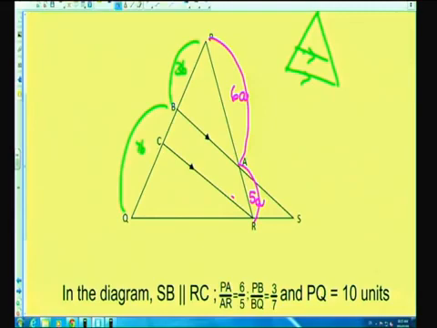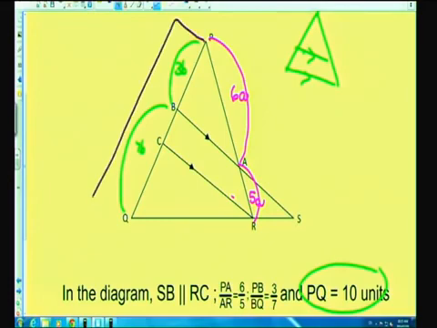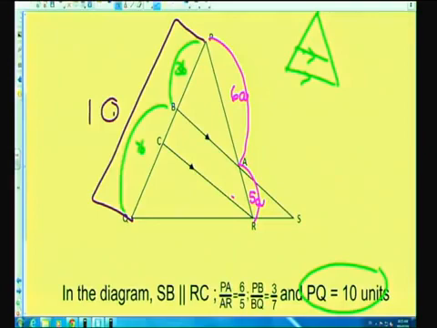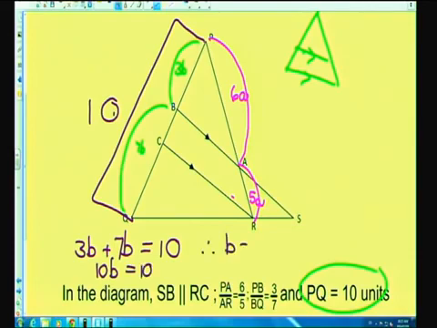And then they actually give me a length. They tell me, let's just get a purple up here, that PQ, this whole length, is 10 units long. And again, I didn't do a very good job of writing my 10, so let's just write it again. 10 units long. Now that is an actual length. Now I'm sure you can see how nice that is, because if we look over here, we know that 3B plus 7B has to equal 10 exactly. They've told me that, which means 10B is equal to 10, which means B is equal to 1.